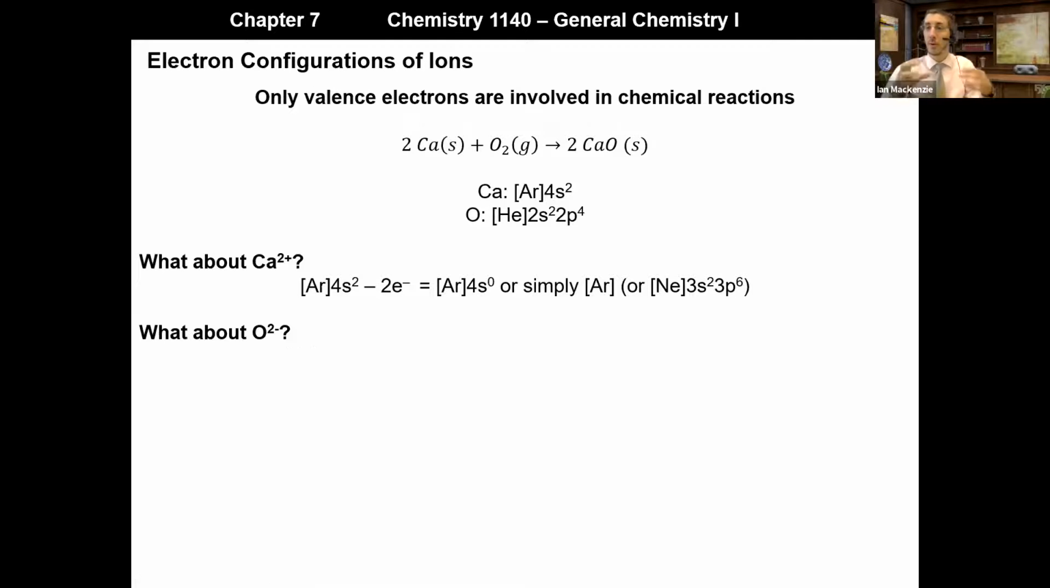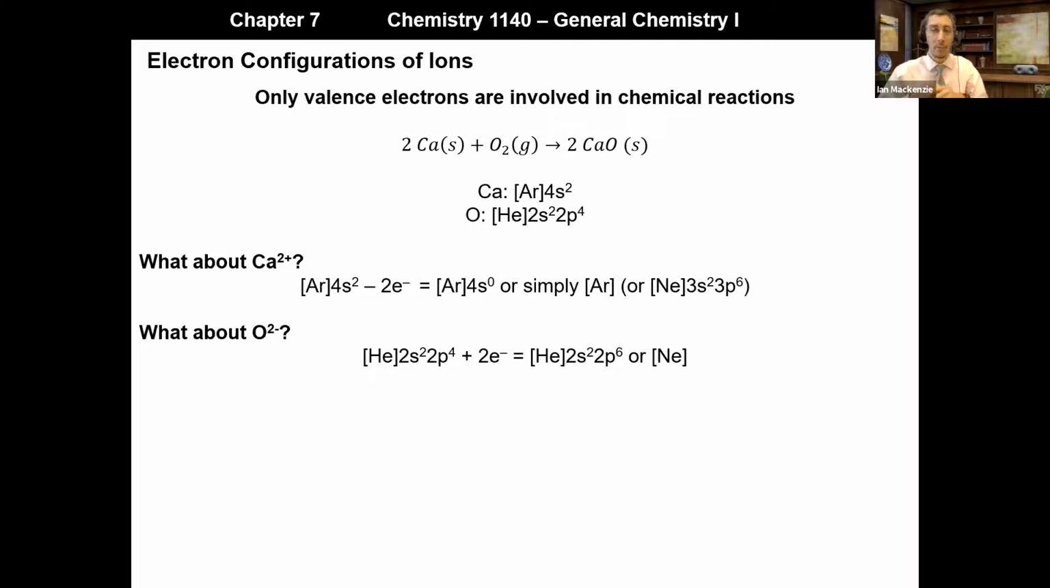On the other hand, what about oxygen? So that's for calcium losing the electrons. What about the oxide, the O2 minus? Well, oxygen has an electron configuration of helium in brackets, then 2s2, 2p4. If we add 2 electrons to that, if it gains 2 electrons, those 2 electrons go into the p orbitals, because that's the available space. And so we end up then with an electron configuration of helium, 2s2, 2p6, or simply neon in brackets.